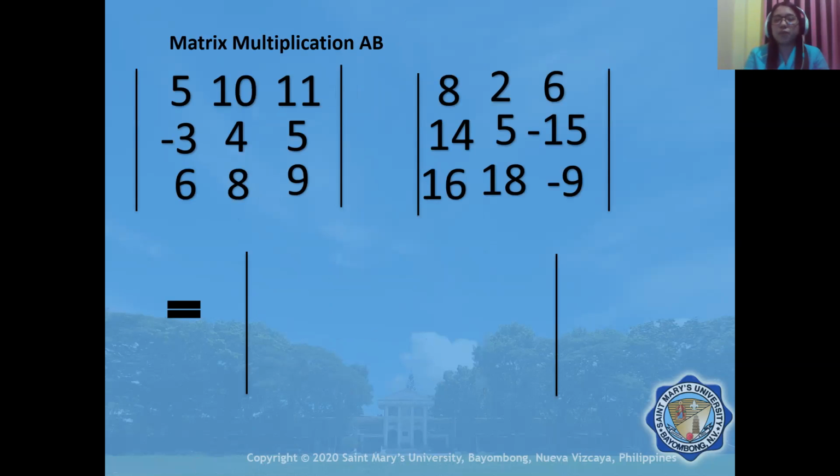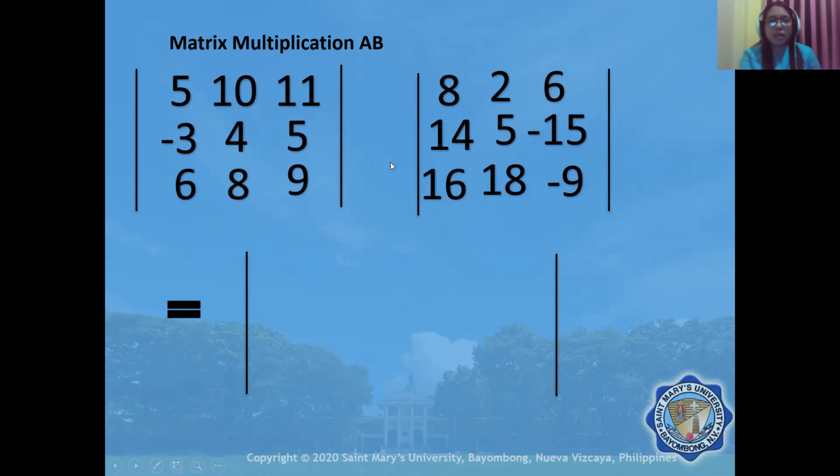Now, for matrix multiplication AB, or A dot B, this is actually a dot product. We can only multiply two matrices if the number of columns of our first matrix is the same as the number of rows of the second matrix. Here we have 3 columns, which corresponds to 3 rows in our matrix B, which means we can multiply these.